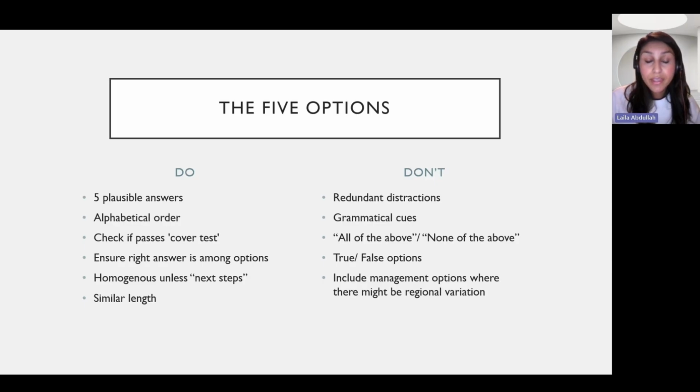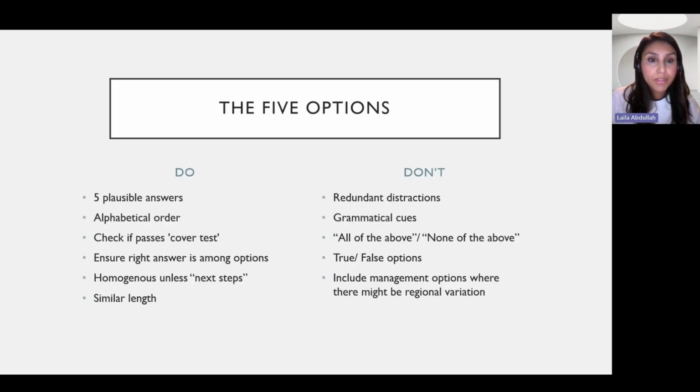Make sure that there is no grammatical cueing, so ensure that all the options grammatically link into the lead-in or follow on from the lead-in. Avoid all of the above or none of the above. Those shouldn't feature in any of the SBAs. And avoid true-false type questions.